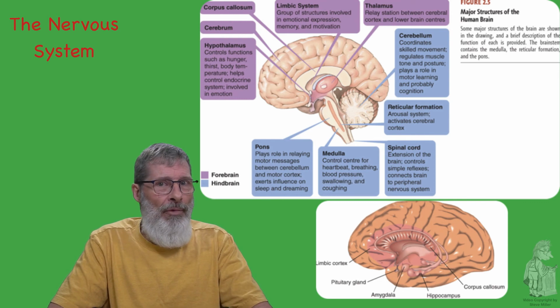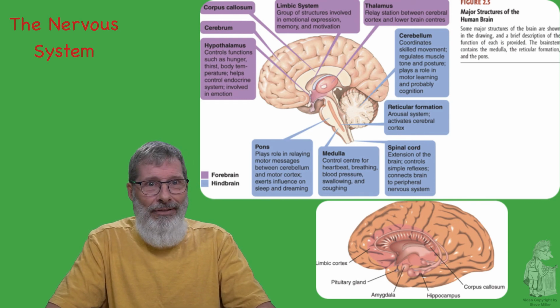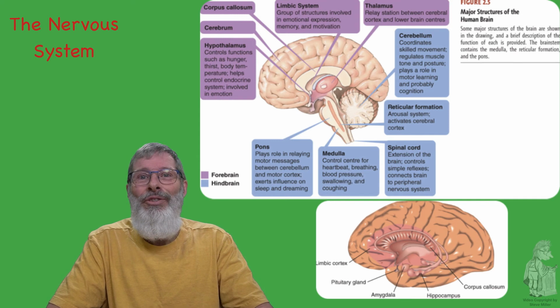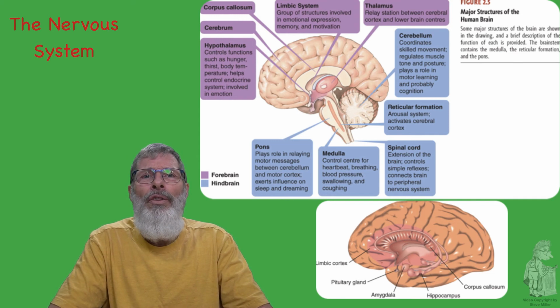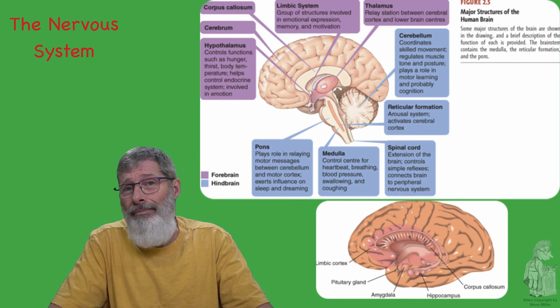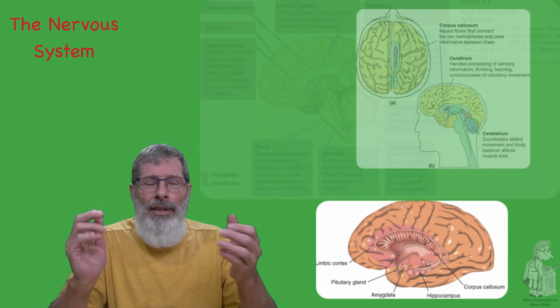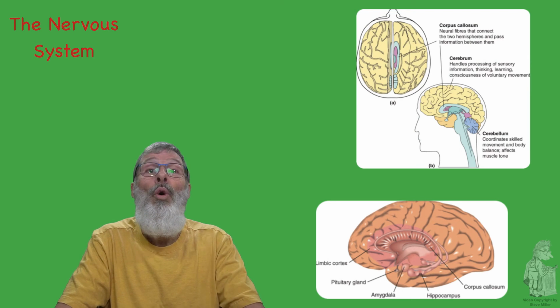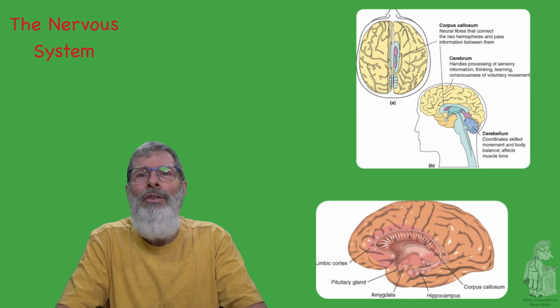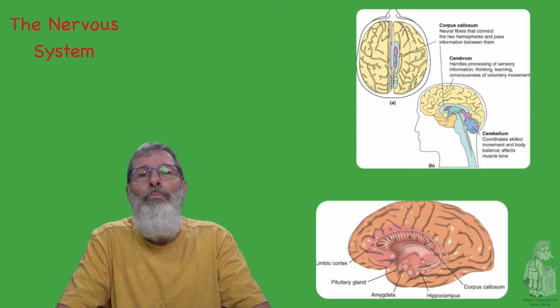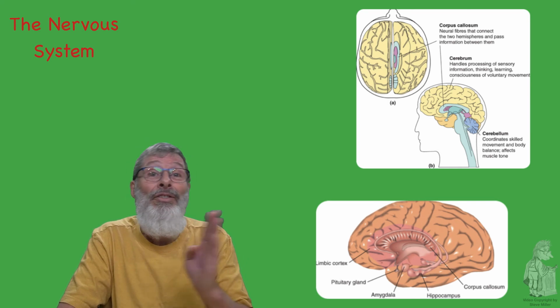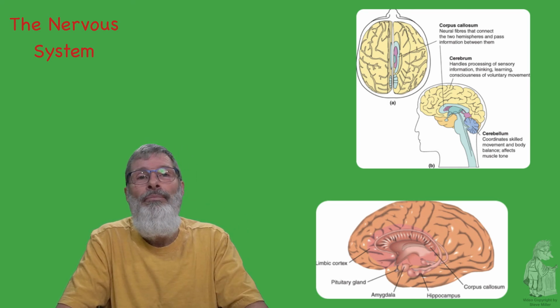The cerebrum is responsible for thinking and language. The surface of the cerebrum is the cerebral cortex. Now, we've mentioned that there are two sides of a brain. There's a left hemisphere and a right hemisphere. The corpus callosum is a bundle of some 200 million nerve fibers that connect the two hemispheres together.